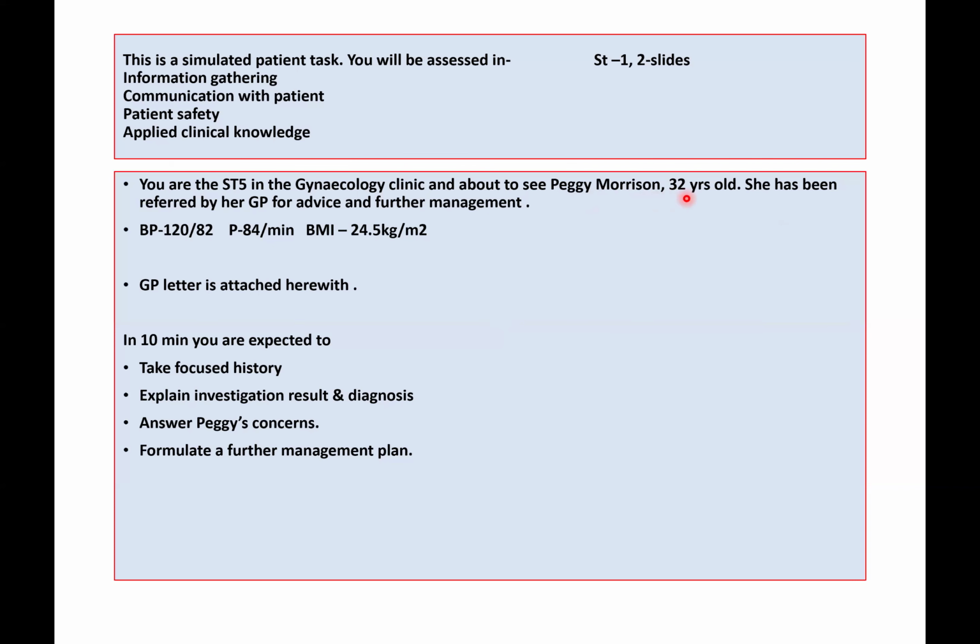Yes, I'm Peggy Morrison. I'm 32 years old. How may I call you? Call me Peggy. Okay, Peggy, I'm aware your GP has referred you with certain investigation reports, and you are here to discuss them, right? Yes. So Peggy, today I'll be discussing all your concerns, and we'll carry forward with the investigation and management, what needs to be done, and later I'll provide you with a patient information leaflet at the end, and also write back to your GP about whatever we have discussed. Is it okay for you?